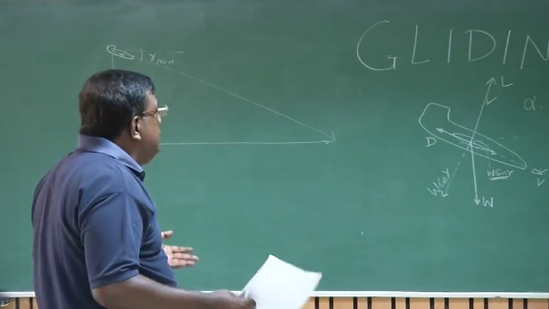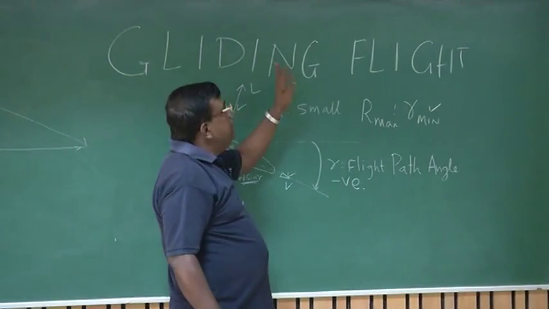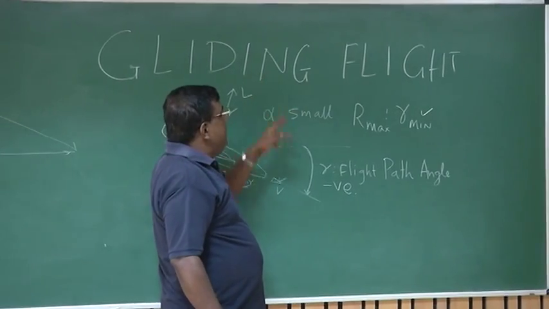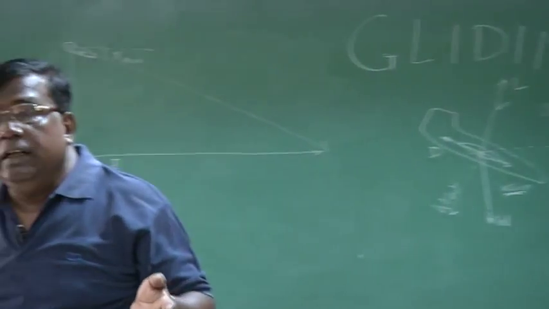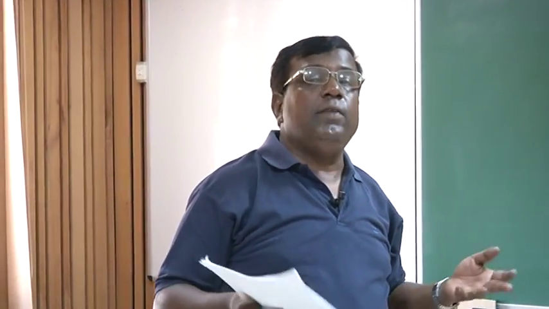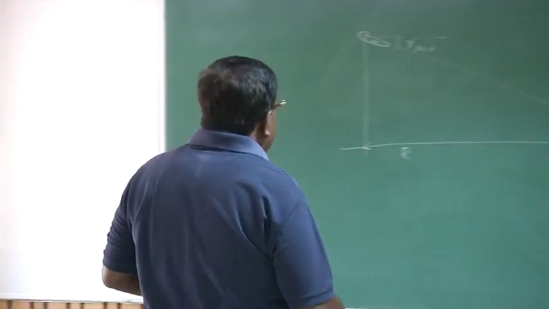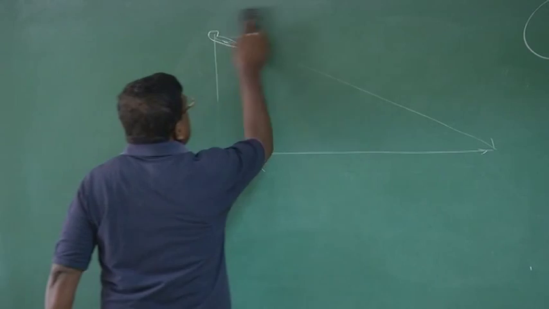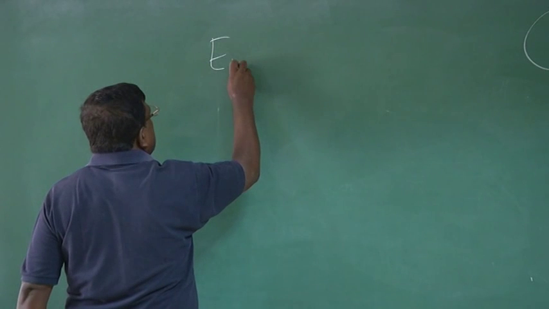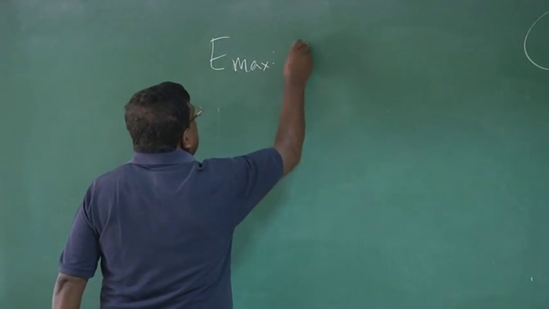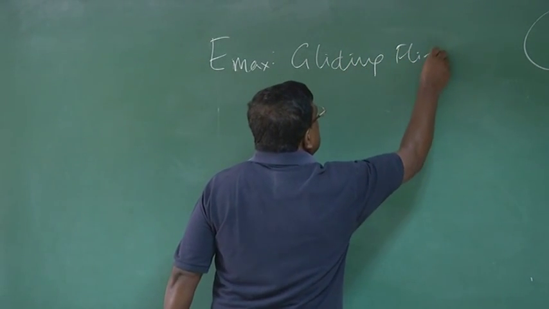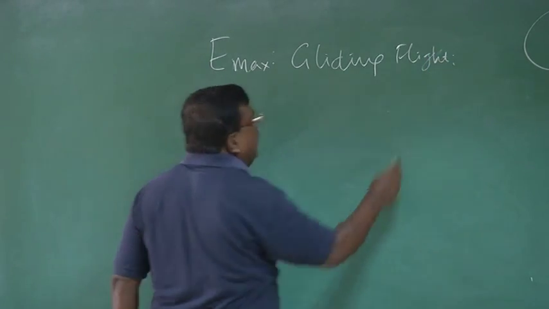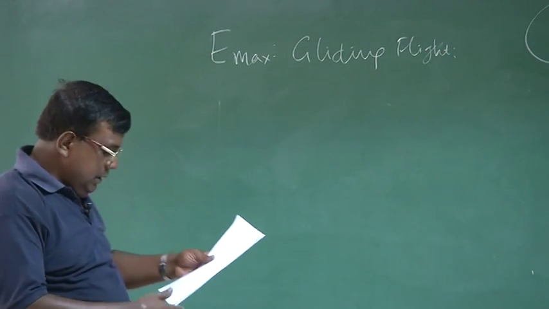So let us find out what that condition is for a gliding flight. Why am I saying gliding flight? Please understand, gliding flight means there is no thrust. Gliding flight does not refer only to gliders. Even an airplane should have gliding flight characteristics, right? So if I am talking about larger time or endurance max for a gliding flight, how do I model it? How do I try to understand? Okay.